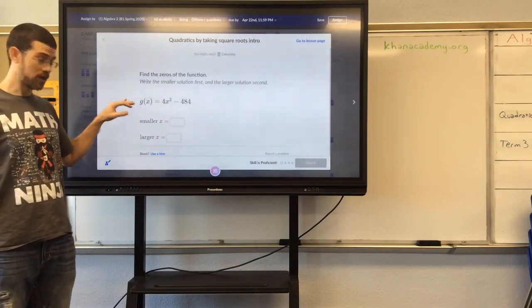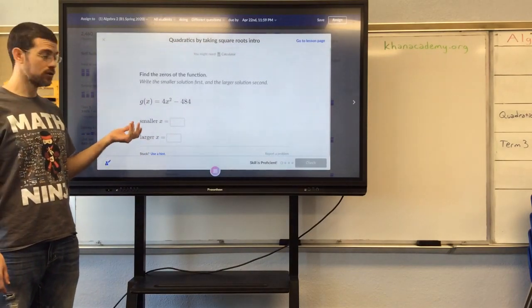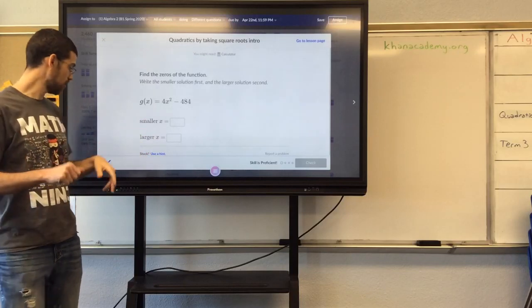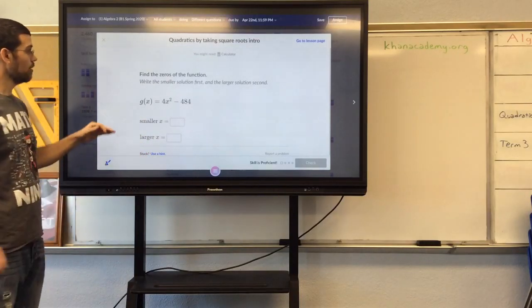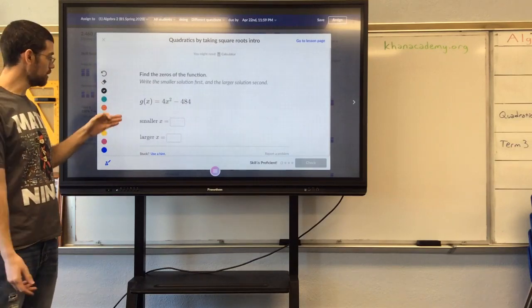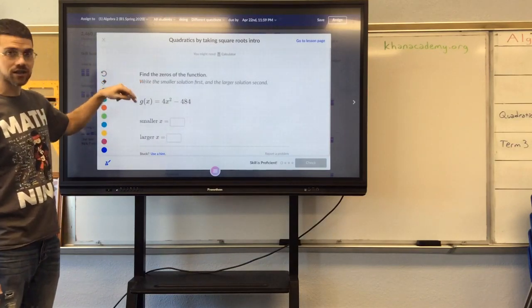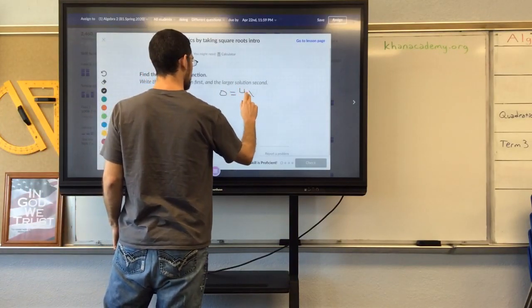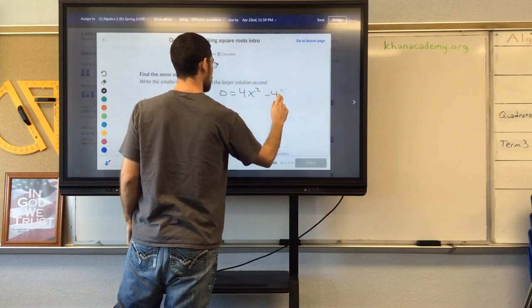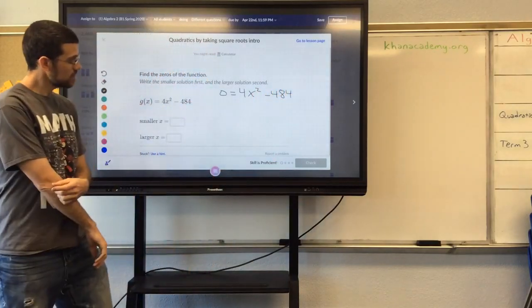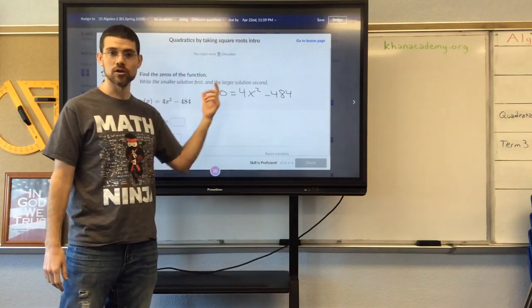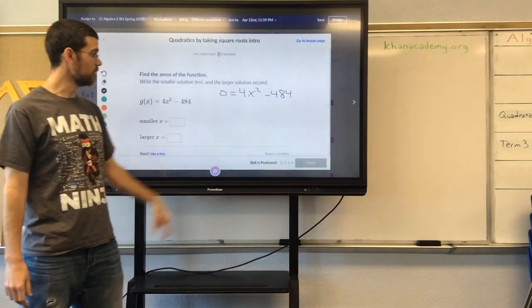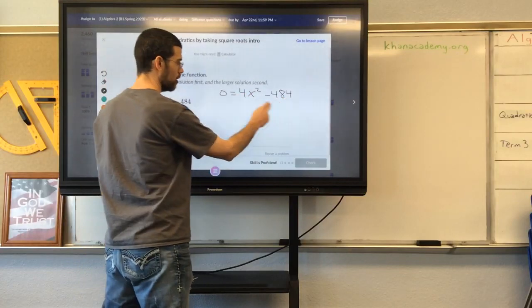So to solve this equation, like any equation, you need to rearrange so that you have x isolated and everything else on the other side of the equation. And they want the zeros of the function, which means where is g of x equal to 0. So we have 0 equals 4x squared minus 484. Now x only appears in one of our terms, so we want to move everything that's not part of this term to the other side of the equation. So we'll add 484.